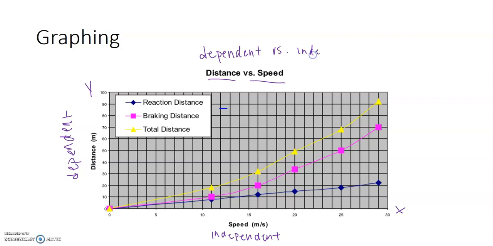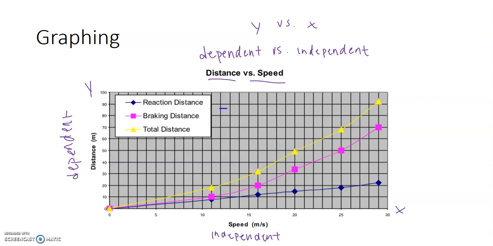Versus the independent variable, or y versus x. So we always label or title our graphs in this way, where we have dependent distance versus independent speed. So we don't say the graph title is the reaction distance depending on how fast a car is going. It should be very simple, y versus x. So that's called the title of the graph.